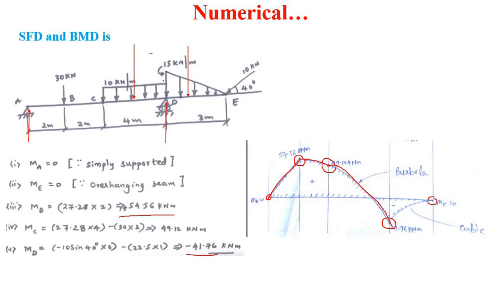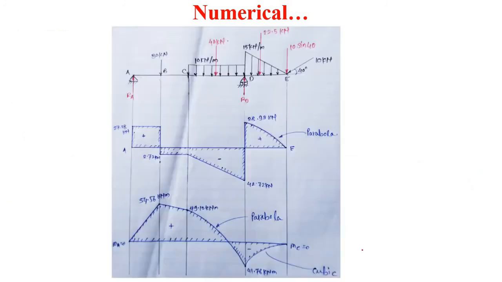And from D to E, uniformly varying load is given. So therefore in the bending moment diagram it will be a cubic curve. Okay, join these by a cubic curve. So this will be our bending moment diagram. So this is our overall shear force and bending moment diagram.